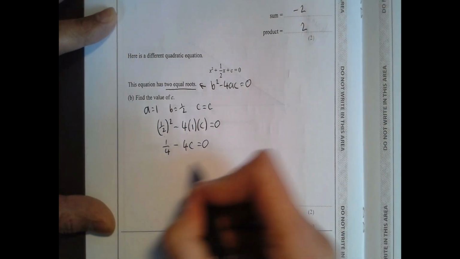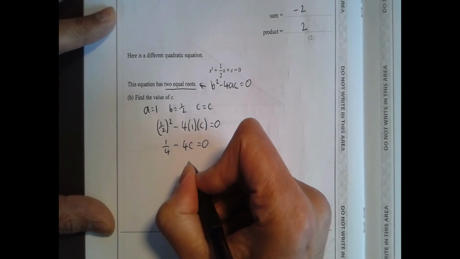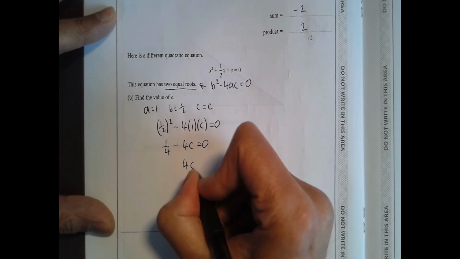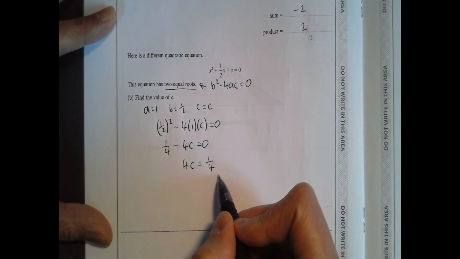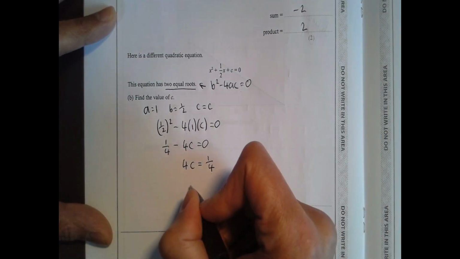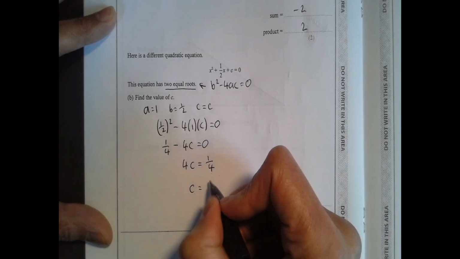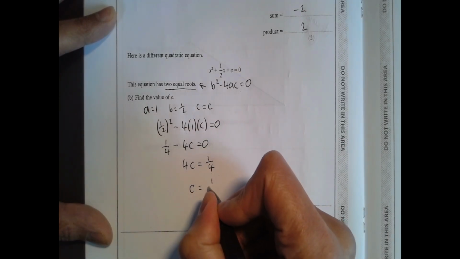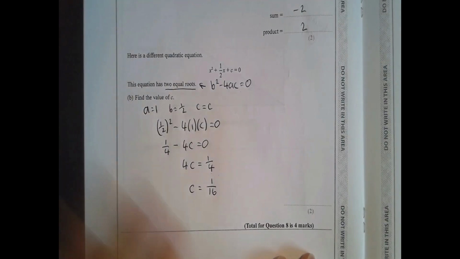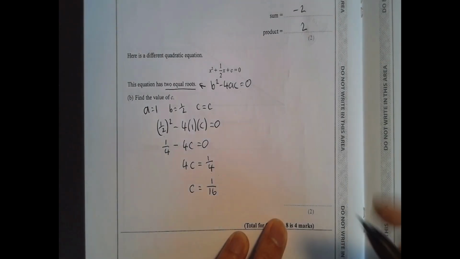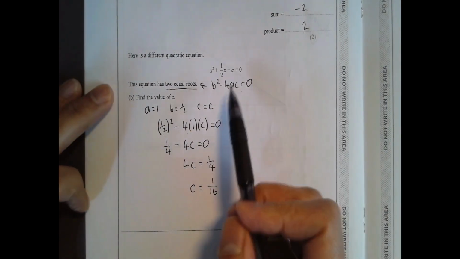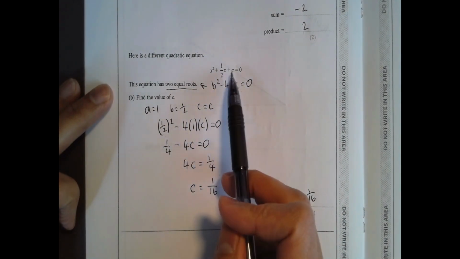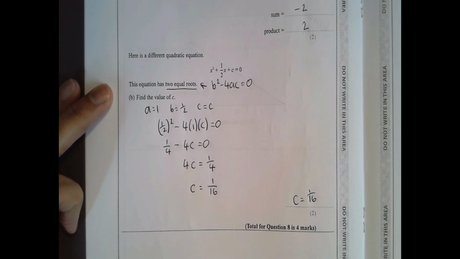is going to be equal to 0. I'll add 4c to both sides, so that tells me that a quarter is equal to 4c, or 4c is equal to a quarter. And then I want to divide both sides by 4, so that tells me that c is going to be equal to a quarter divided by 4, which is going to be 1/16. So my answer for this one, c is going to be equal to 1/16. In order for this equation to have two equal roots, that c value would have to be 1/16.